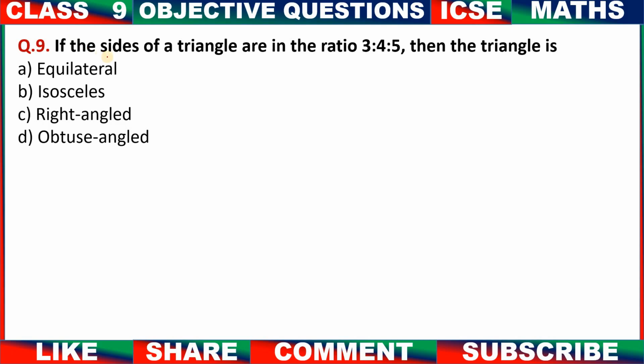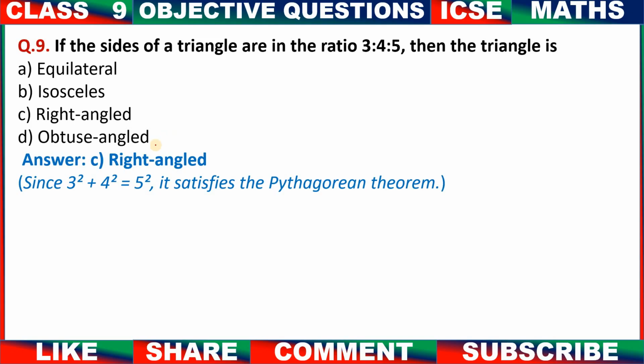Next, if the sides of a triangle are in the ratio of 3 is to 4 is to 5, then the triangle is: equilateral, isosceles, right angled, or obtuse angled. The correct answer is right angled, because 3 squared plus 4 squared is equal to 5 squared. It satisfies the Pythagorean theorem. That's why if the sides of a triangle are in the ratio of 3 is to 4 is to 5, it is a right angle triangle. Option C is the correct answer.